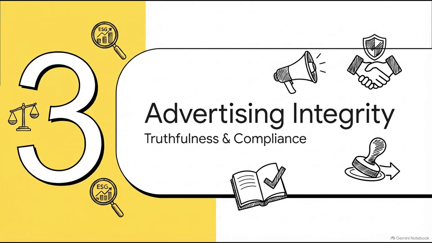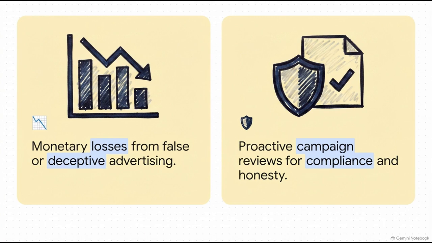Section 3. Ensuring advertising integrity, truthfulness, and compliance. Advertising agencies bear a serious legal responsibility to ensure their creative campaigns are truthful and not deceptive. The standard creates a really brilliant contrast here between reactive damage and proactive protection. On one side, companies must disclose monetary losses from legal proceedings associated with false, deceptive, or unfair advertising. That's your reactive cost of failing.